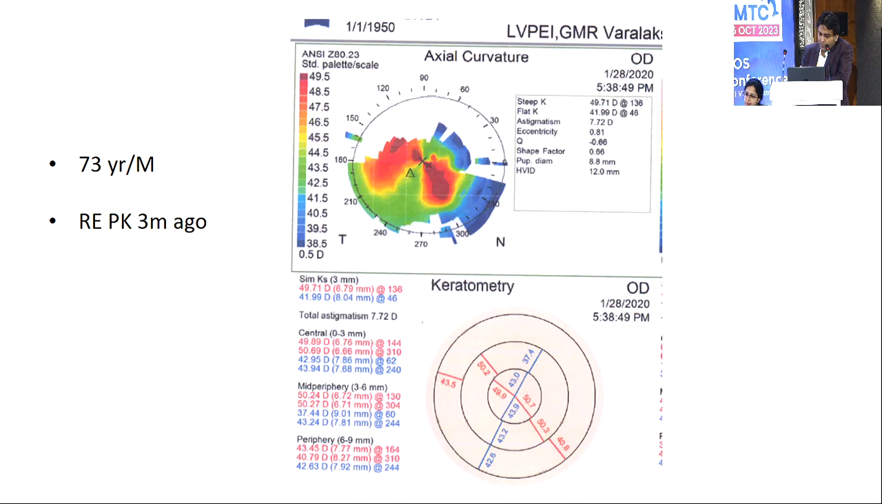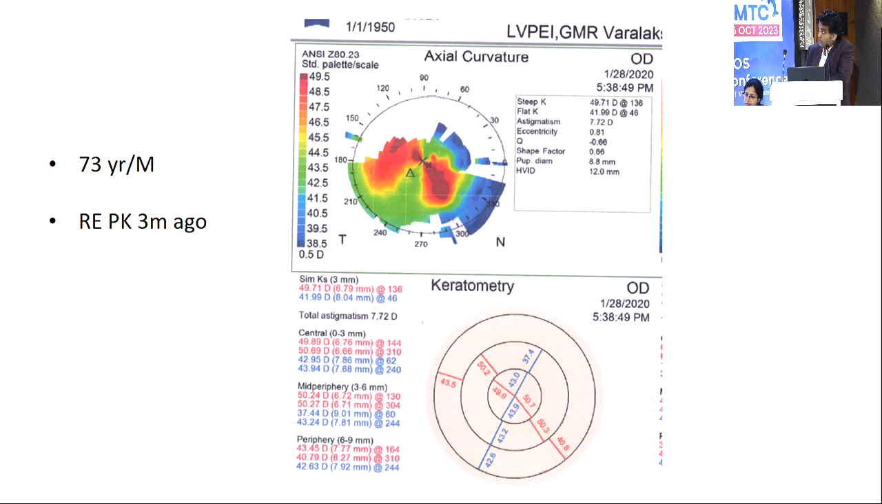So this is a case of a 73-year-old male. He underwent PK in the right eye 3 months ago. Usually we start suture removal at 3 months. And this is the topography. You can see there is a steep axis, the red color at the 5 o'clock area, and another steep hemimeridian in the 10 o'clock area. So if you want to remove sutures, you can remove two sutures at the 5 o'clock area and the 10 o'clock area to tackle the astigmatism.